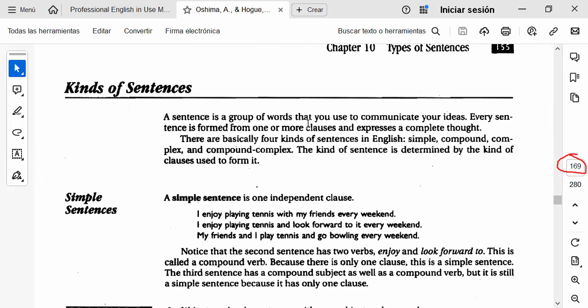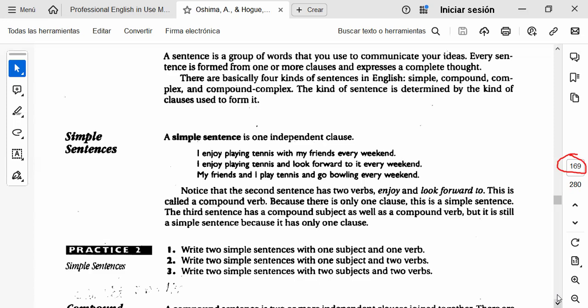A sentence is a group of words that you use to communicate your ideas. Every sentence is formed from one or more clauses and expresses a complete thought. There are basically four kinds of sentences in English: simple, compound, complex, and compound-complex. The kind of sentence is determined by the kind of clause used for it. A simple sentence is one independent clause. I enjoy playing tennis with my friends every weekend.